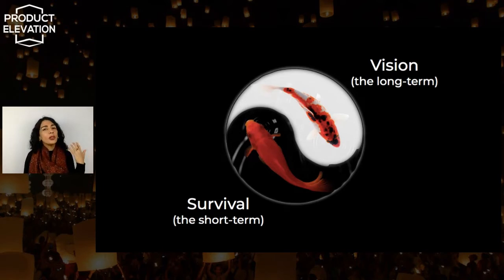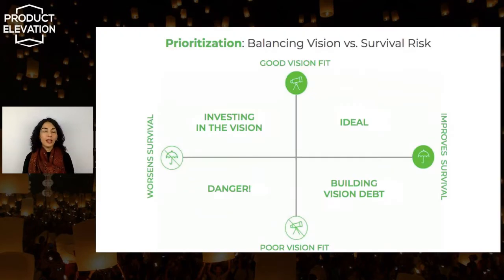When you do this intuitively, you just do this in your head. But for your team, it's so useful if you want to communicate your rationale for how you make these trade-offs. If you visualize this on an X and Y axis instead of this yin and yang, think about your vision as your Y axis. Is it a good vision fit or not? And your survival is the X axis. Is this helping you survive another day or not?